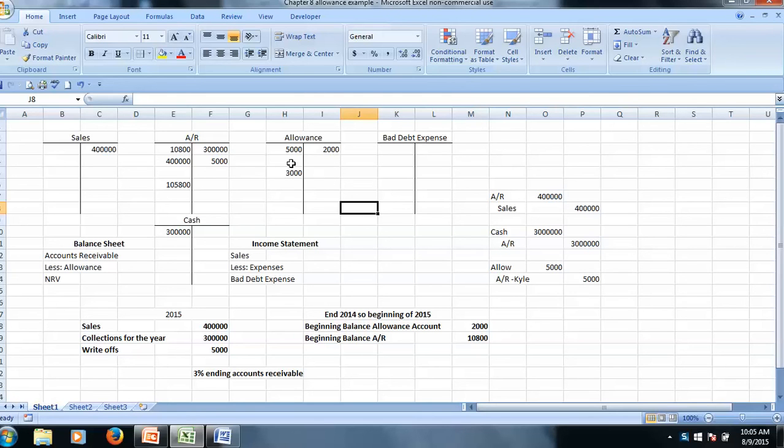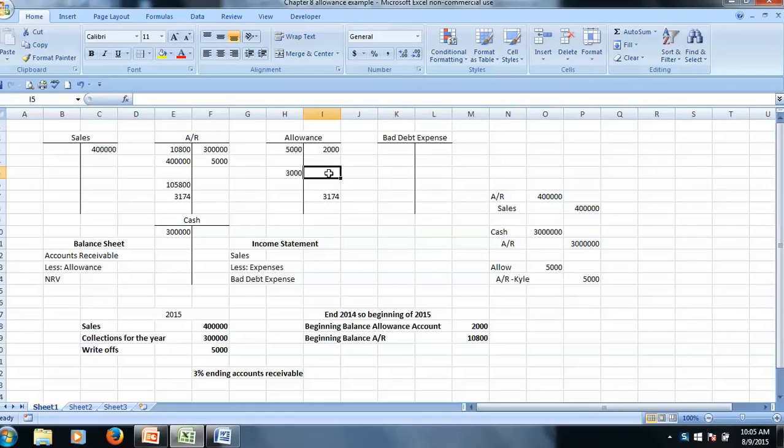So step 2, we've calculated both the balance in the accounts receivable at the end of 2015 and the balance in the allowance account. We say 3% of the ending accounts receivable will not be collectible. So let's take 3% times the ending balance in accounts receivable, and we say $3,174 of that will not be collectible. Let's go ahead and put that. That should be our normal balance on the allowance side.